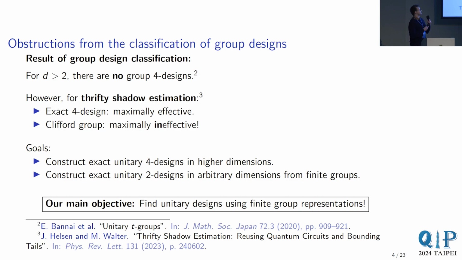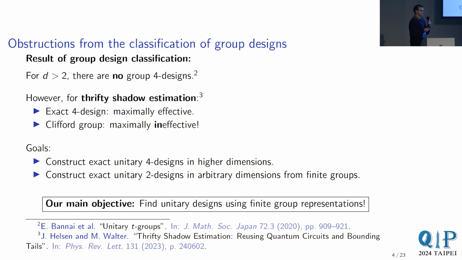So there is a result from the classification of group designs that for dimension larger than 2, there are no group 4-designs. However, for thrifty shadow tomography, you need an exact 4-design for it to be maximally effective. And surprisingly, the Clifford group gives a maximally ineffective scheme.